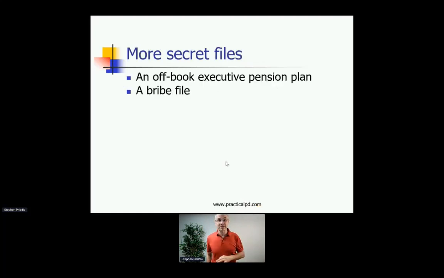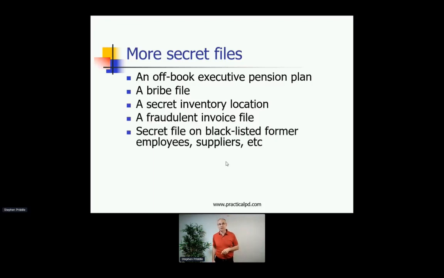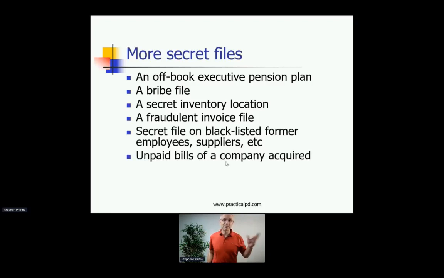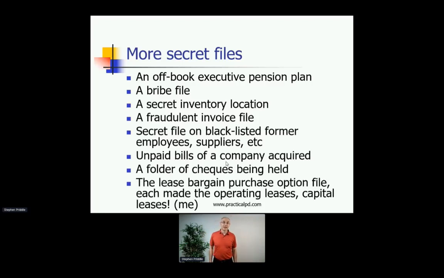Some more secret files. I once found an off-book executive pension plan in a not-for-profit organization. Unbooked, undocumented, but legitimate business liabilities. A bribe file, a secret inventory location, a fraudulent invoice file, a secret file on blacklisted former employees, suppliers, etc. Unpaid bills of a company acquired, a folder of checks being held. And here's one I found. Someone said, have you seen the secret file where we keep our bargain purchase options on leases, which make our operating leases capital leases? We have a separate bargain purchase option file. I'm sure you all get that as CFOs.